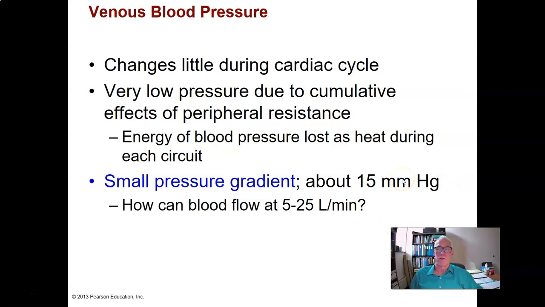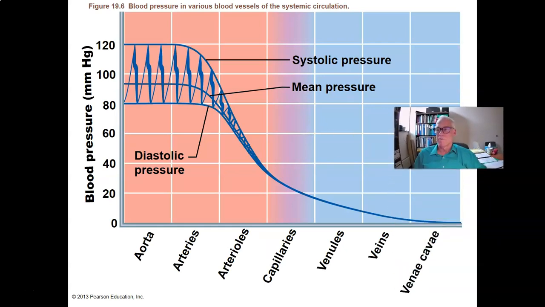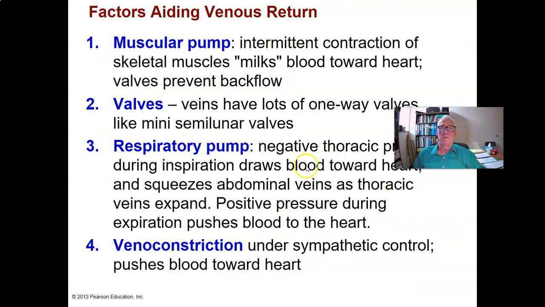Or what if it's exercise? How can it push 30 liters per minute through those veins? So we've got to figure out what it is. There's some things going on there that help us get the blood through the veins with a very small pressure difference. Right, let's look again at the veins. By the time we get out of the capillaries, there's been another pressure drop because there's some resistance there. Then we come to the veins. We're way down here. The difference in pressure across the veins is only maybe 15 millimeters of mercury at best. So what are we going to do? Well, there are a number of features that allow that to happen. Muscle pumping.